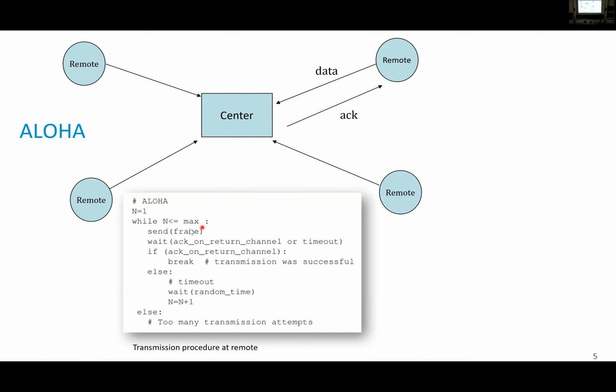We need to be a bit smarter, and this is what the algorithm does. So we send a frame, and we wait for an acknowledgement on the return channel until a timeout. That's the stop-and-go protocol we have seen already before. If we receive an ACK, then that's the end of the story for the remote.